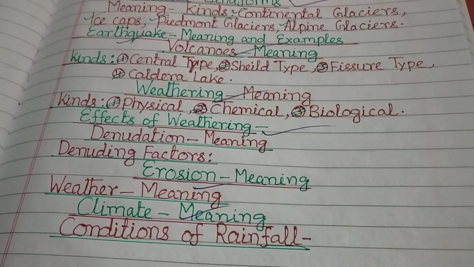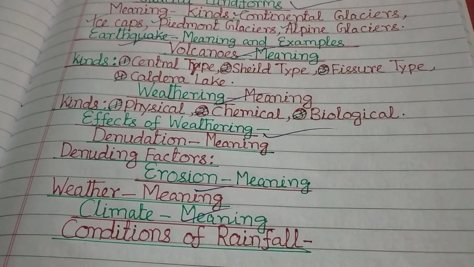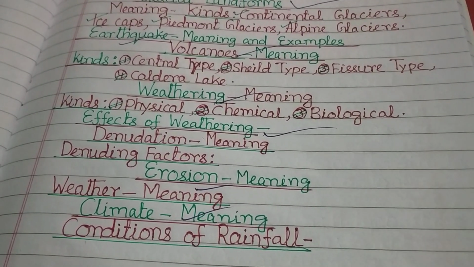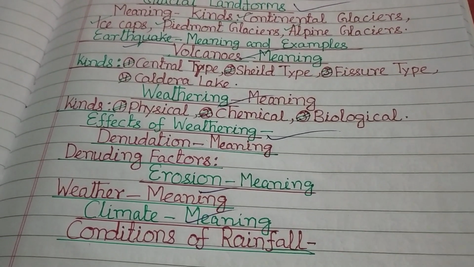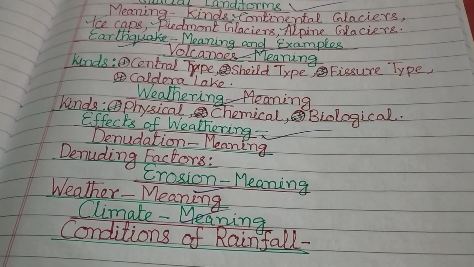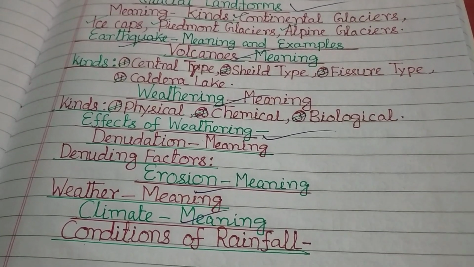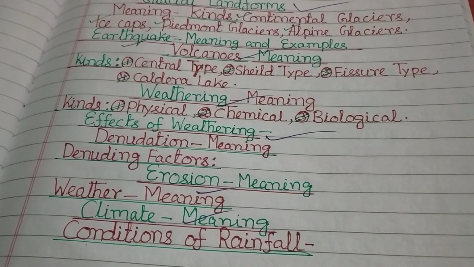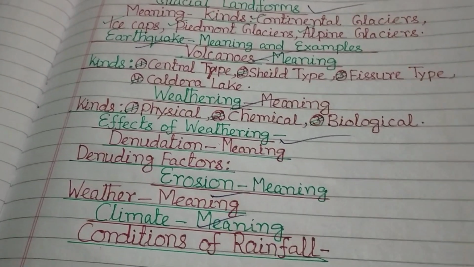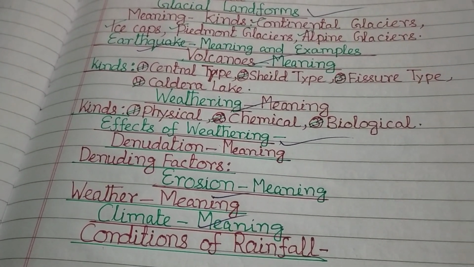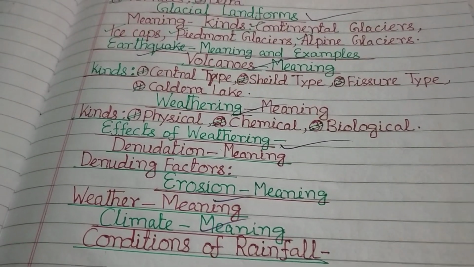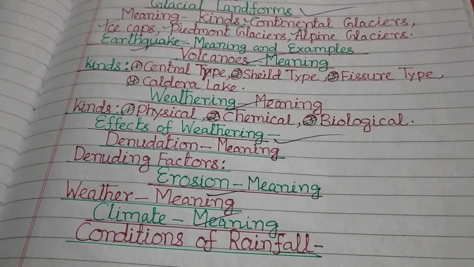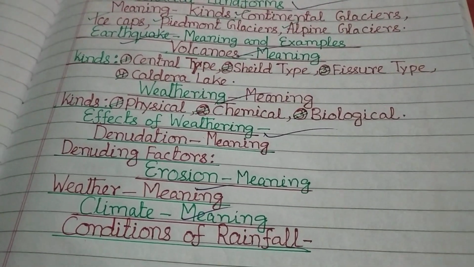And physical weathering may take place in many ways, like granular disintegration, exfoliation, etc. And now we'll discuss, after physical weathering, the second one, which is chemical weathering.